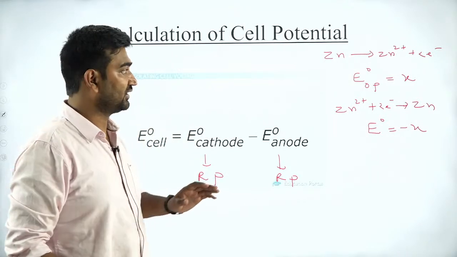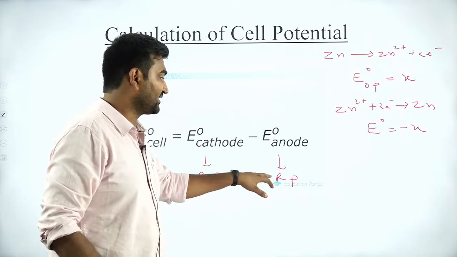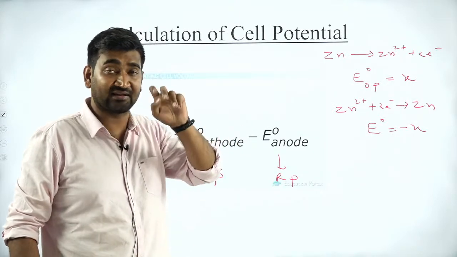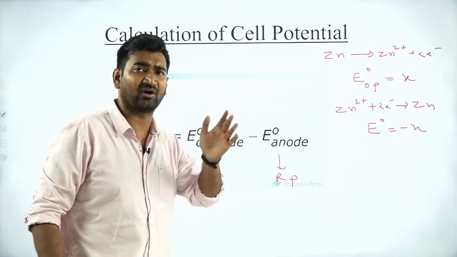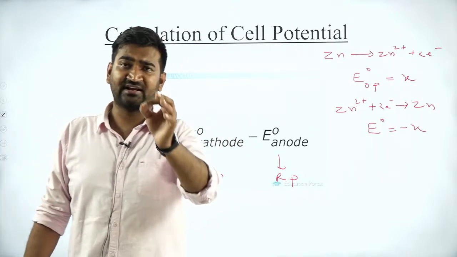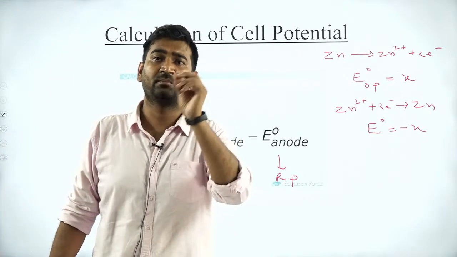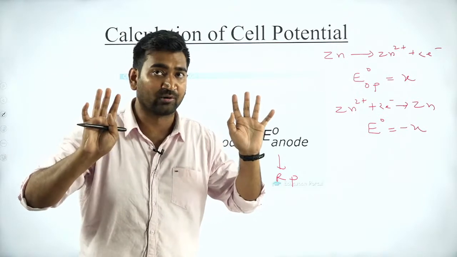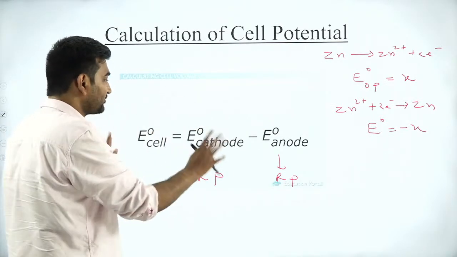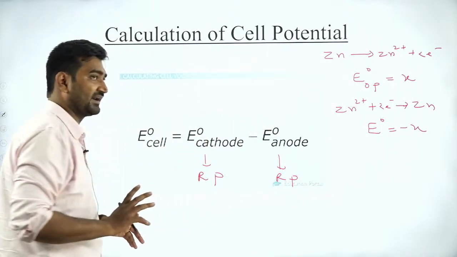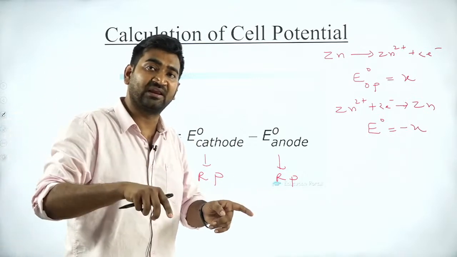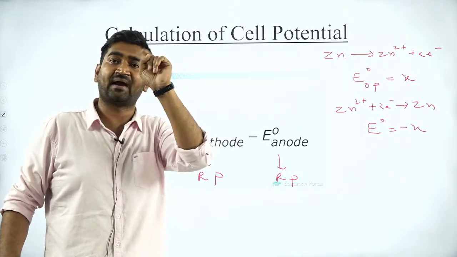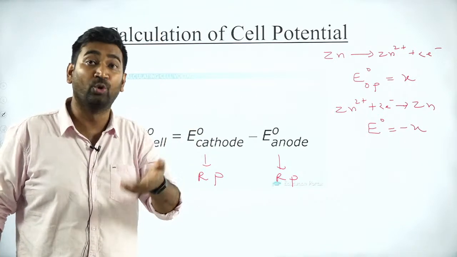So I hope you understood that here they are just changing the value to the RP, that is why the minus sign is used. If they would have taken the OP value, then plus will be used, simply because E naught cell is E oxidation plus E reduction, cathode plus anode, when we are taking the reduction of the cathode and oxidation of the anode. But if we are talking only in terms of RP, then obviously one of the signs will become negative. If only in terms of OP, then this will be positive and this will be negative, then we will say E naught of anode minus E naught of cathode in terms of OP.